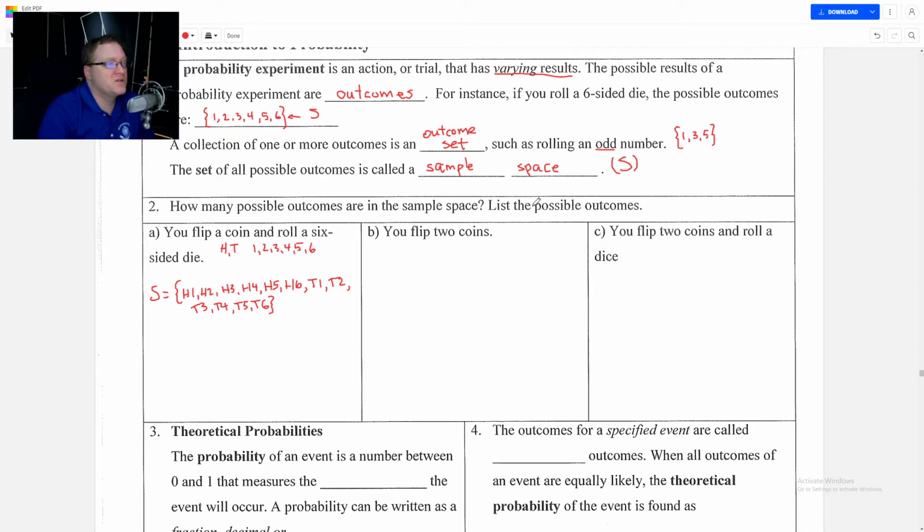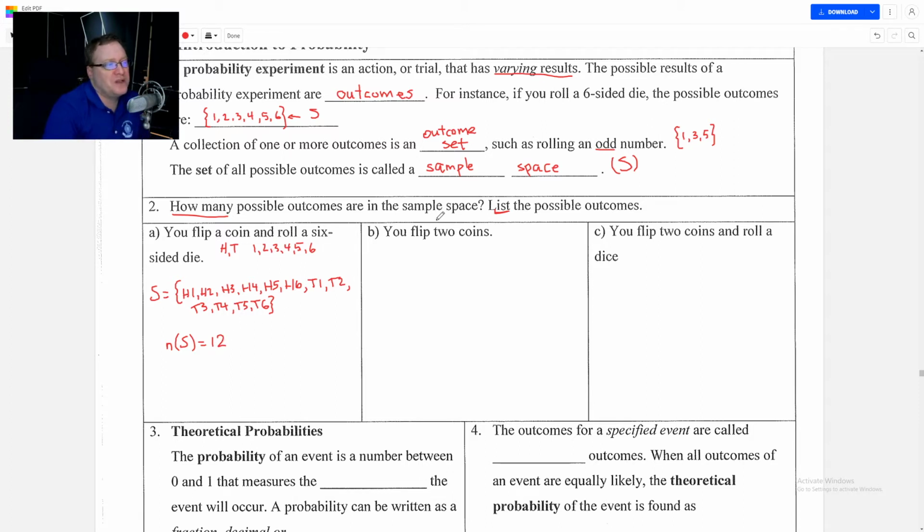This question also asks, how many are there? We just listed them. How many are there? Well, 1, 2, 3, 4, 5, 6, 7, 8, 9, 10, 11, 12. So I'm going to write the number in S equals 12. That's the size of our sample space. We could also count that using our multiplication rule. There are two outcomes for flipping a coin, 6 for rolling a die. So 2 times 6 equals 12, and that gives us the number of possible outcomes.